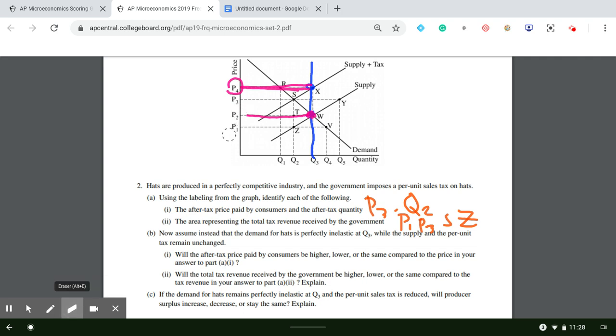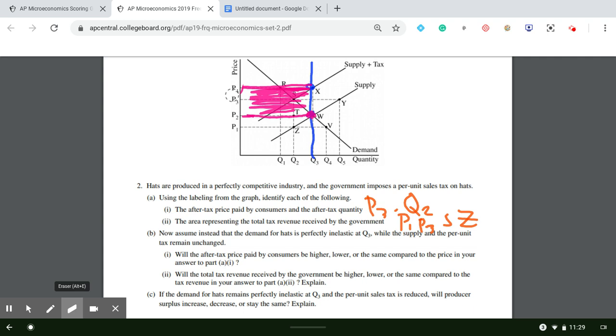Okay. Will the total tax revenue received by the government be higher, lower, or the same compared to the tax revenue in part 3A? So it was P3 times this Q2. So the quantity has gone up that they're producing. And this gap between P4 and P2 is bigger than P2 and P3 or P3 and P1. So the tax, the government's going to collect more taxes. Okay. They're going to collect way more taxes.